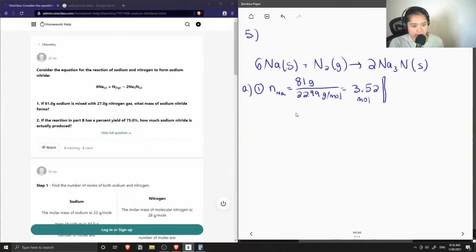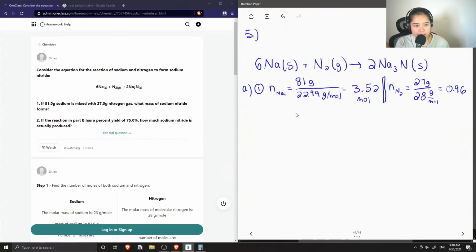And let's do the same thing for diatomic nitrogen on this side. We have 27 grams of N2, and the molar mass of a single nitrogen atom is around 14. So if we have 2 nitrogens, it's around 28 grams per mole. So its number of moles is around 0.96.